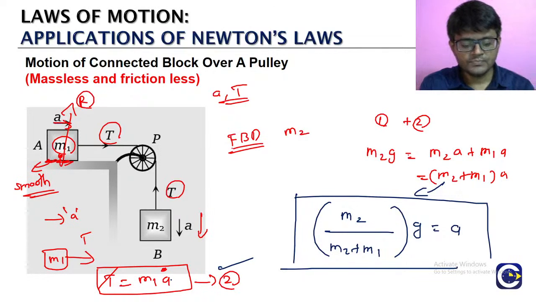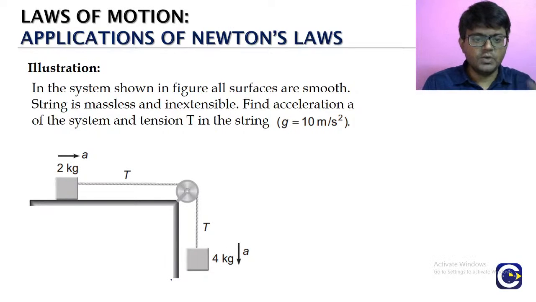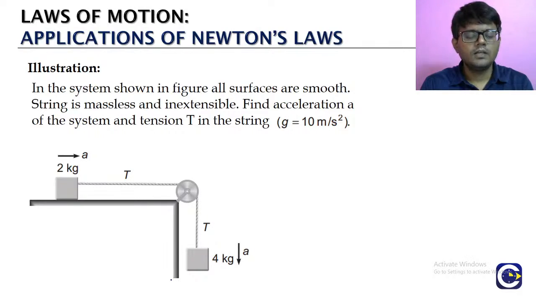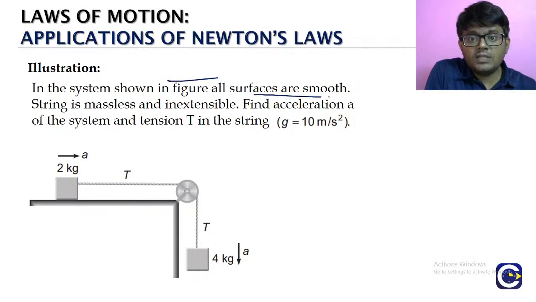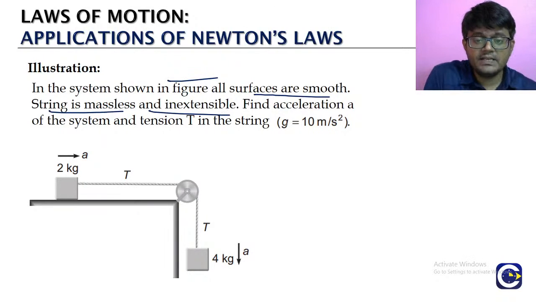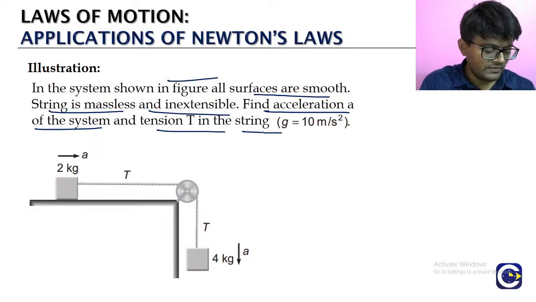Is it clear, students? So we'll take a look at a sample question. The only thing is here we have been given some numbers. In the system shown in the figure, all the surfaces are smooth, the string is massless and inextensible, all the standard assumptions. Find the acceleration A of the system and the tension T in the string. What are we supposed to find? The acceleration of the system and the tension T in the string.